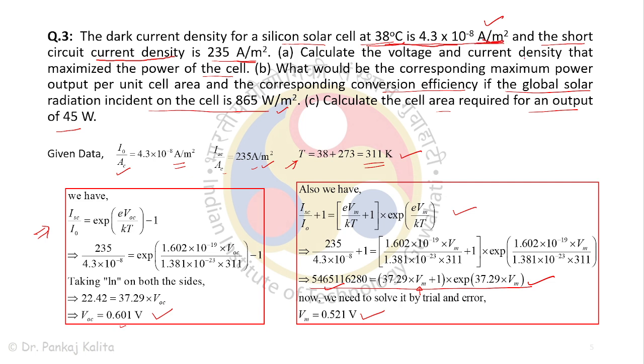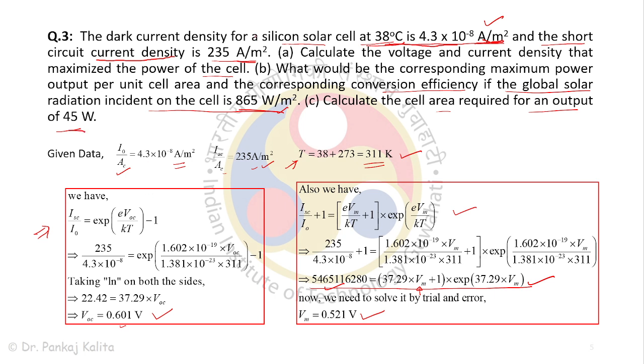Calculate the voltage and current density that maximize the power of the cell. What would be the corresponding maximum power output per unit cell area and corresponding conversion efficiency if the global solar radiation incident on the cell is given? Now also calculate the cell area required for an output of 45 watt.